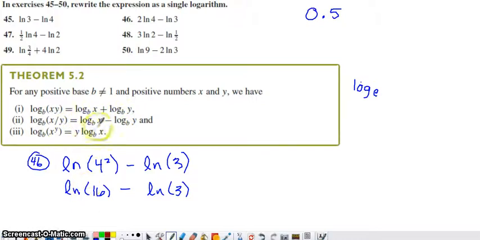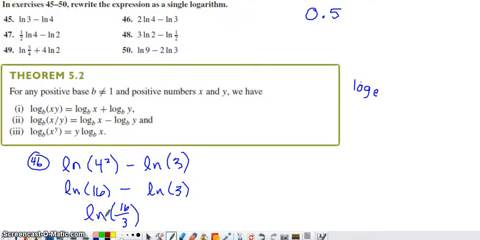So we're going to take what's inside the initial logarithm, so the property specifies it as an x. We have a 16 there for the purposes of 46. So I'm going to take the natural log of 16 divided by 3. So we use the bottom property and then the second property. We do have this written as a single logarithm.